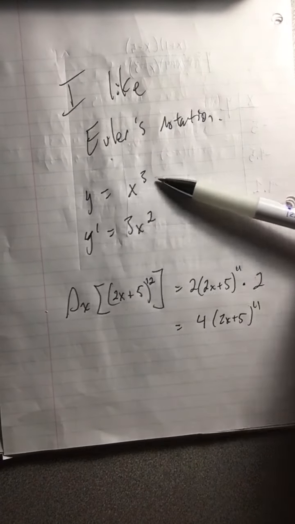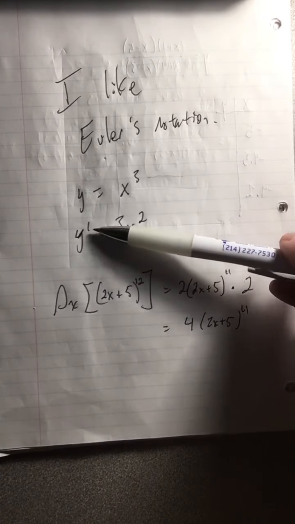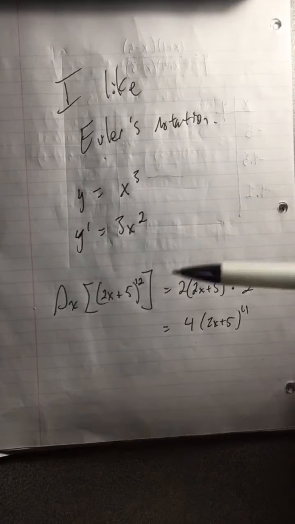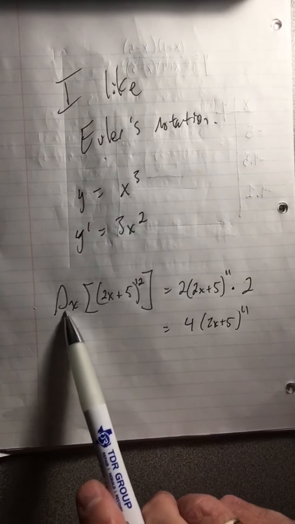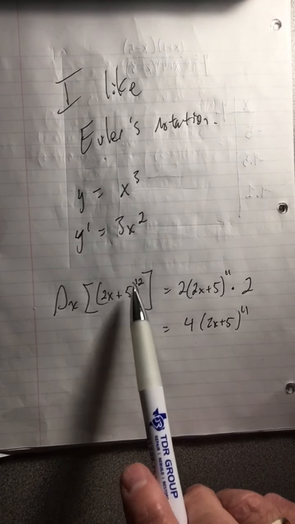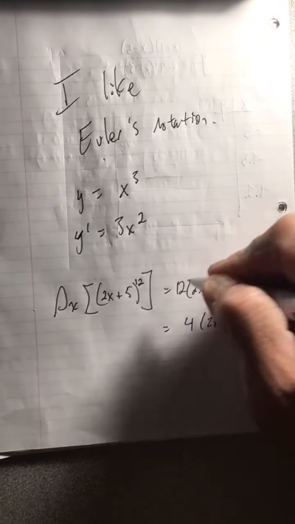When I'm given a function, I think it's super convenient just to say y prime equals 3x squared and let this prime symbol represent derivative. I also like Euler's other notation for when you're treating differentiation like an operator, like I'm operating on this function. So I have 2x plus 5 to the 12th. So, whoa, messed that up.